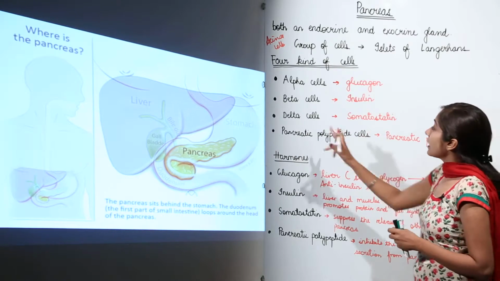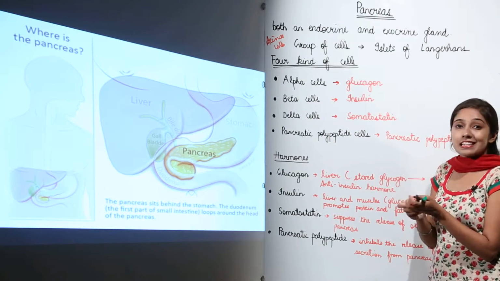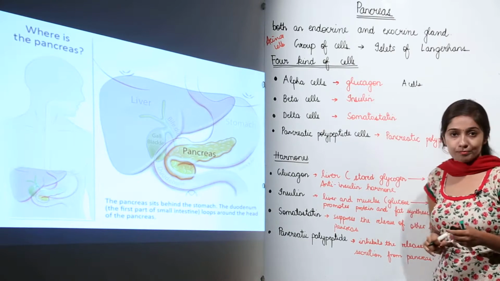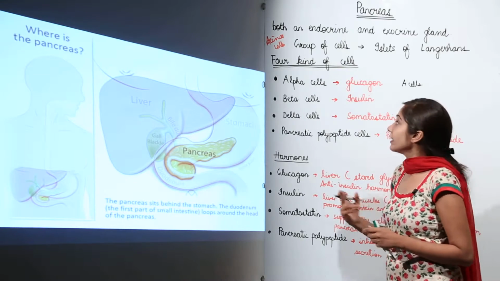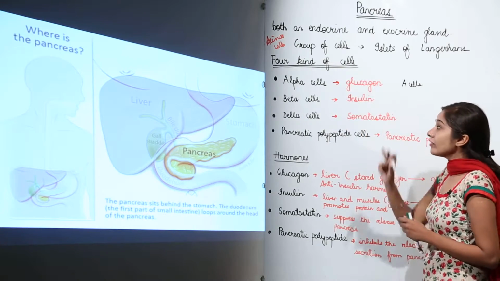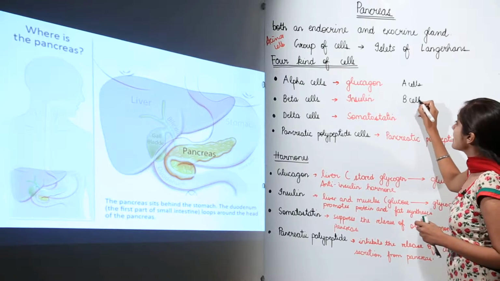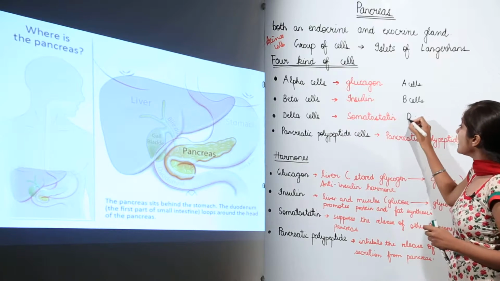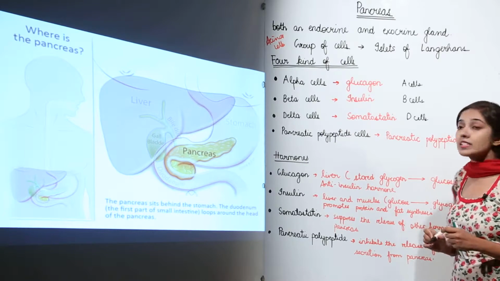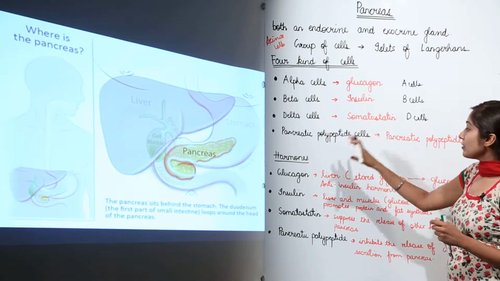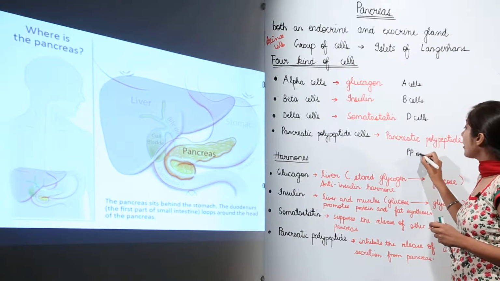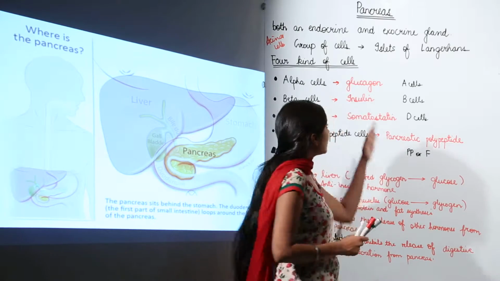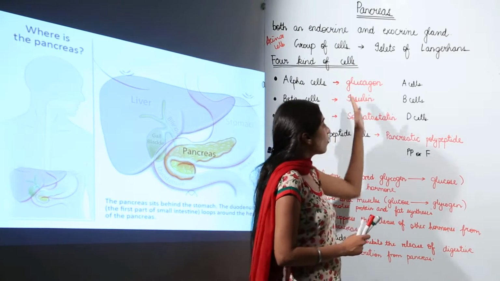The alpha cells, which we also call the A cells, secrete the hormone glucagon. Then we have beta cells, also called B cells, which secrete the hormone insulin. Then we have the delta cells, the D cells, which secrete the hormone somatostatin. Then we have pancreatic polypeptide cells, also called PP cells or F cells, which secrete the hormone pancreatic polypeptide. So these are the four kinds of cells that secrete four different hormones.